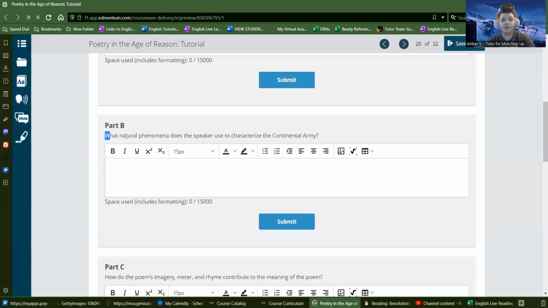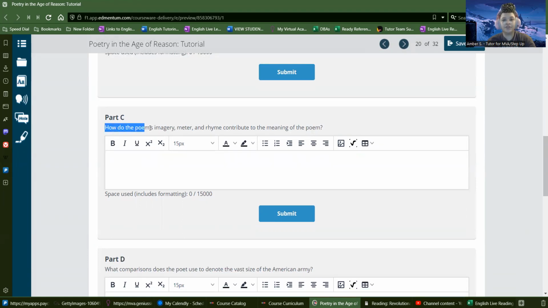Part B, what natural phenomena does the speaker use to characterize the Continental Army? So first things first, housekeeping. The Continental Army is the army of the colonies. Natural phenomena are basically like natural weather patterns. So things like mudslides, hurricanes, and stuff. So this kind of gives you a hint as to what's in the poem already. They're asking you which type of natural phenomena is used. So you just have to pay attention to what comes up in the poem.